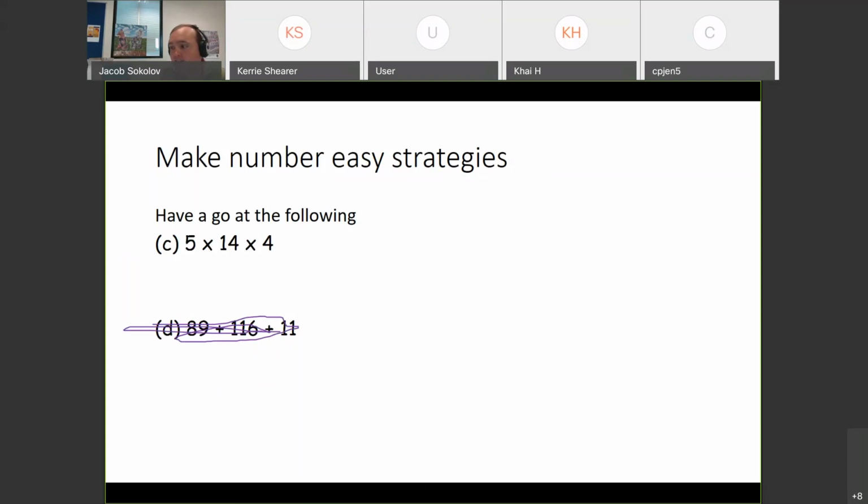Oh, we write an S because it's solved. All right, guys, what strategies did we use to solve number C? 5 times 4, because that's the easiest one. We'll grab the 5 and the 4. 5 times 4, guys, what does it give us? Okay, 20. And then we need to multiply this now by 14.